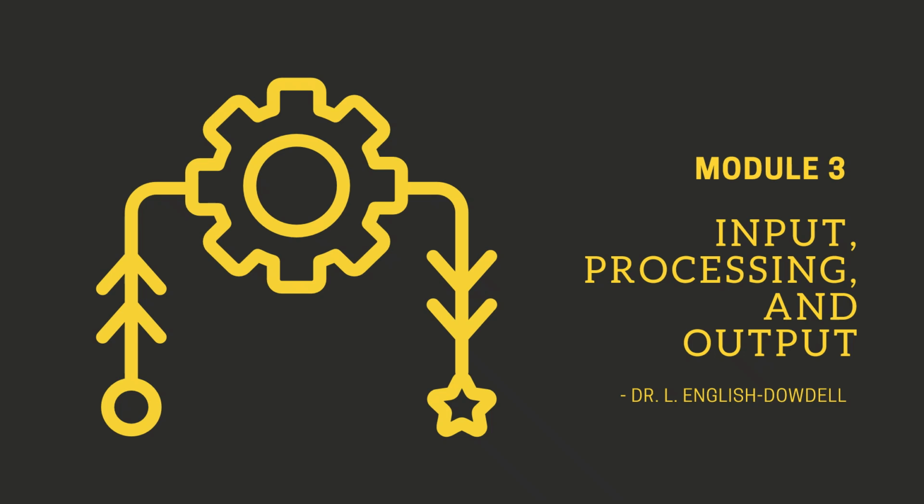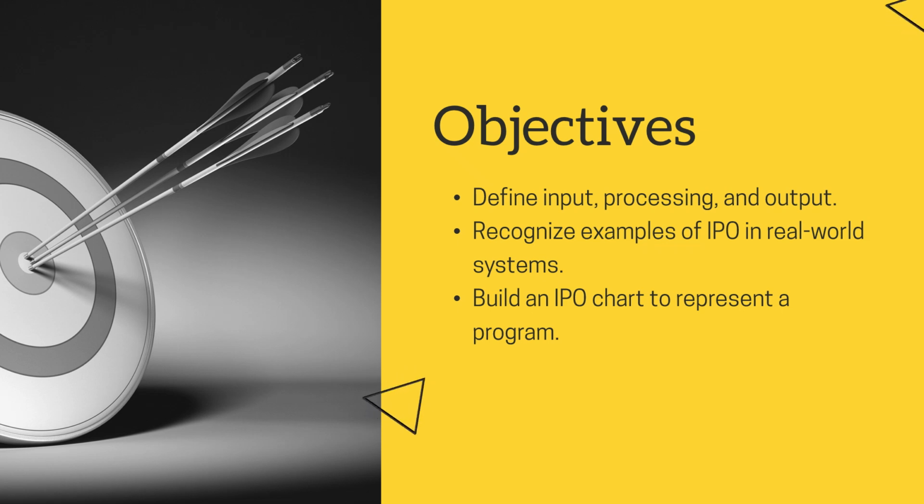Now, I know IPO might sound like just another acronym for you to memorize. But here's the thing. If you truly understand IPO, you'll understand how all programs work, from the simplest calculator app on your phone to massive systems like Amazon's online store. By the end of this lecture, you'll be able to define input, processing, and output. You'll be able to recognize examples of IPO in real-world systems and build an IPO chart to represent a program.